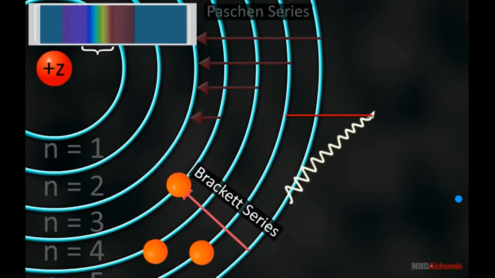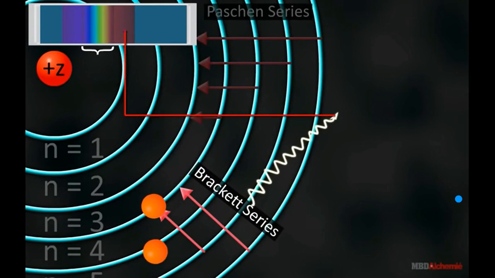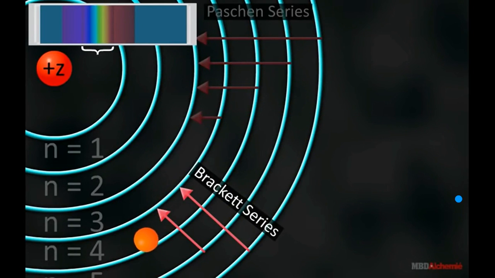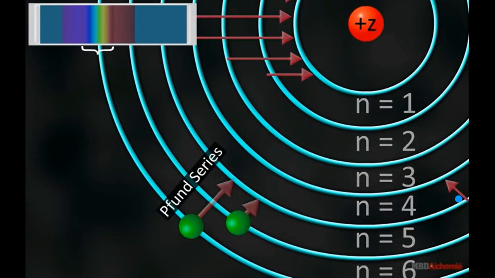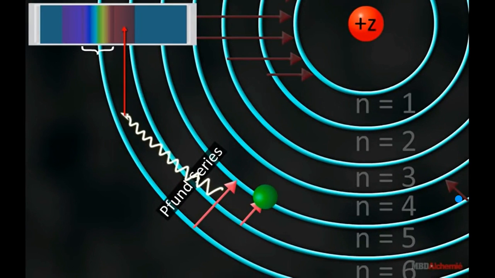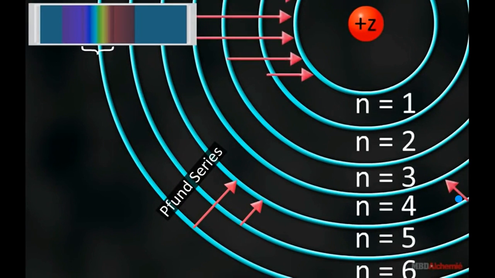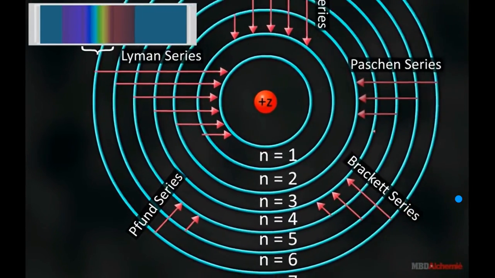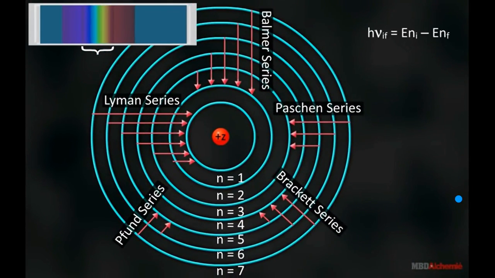When a transition from higher orbits to the fourth orbit occurs in the atom, the Brackett series is obtained. When a transition from higher orbits to the fifth orbit occurs in the atom, the Pfund series is obtained. The energy of emitted radiation is given by the formula shown here, and the Rydberg formula for the spectrum of hydrogen atom is given by the formula as given here.